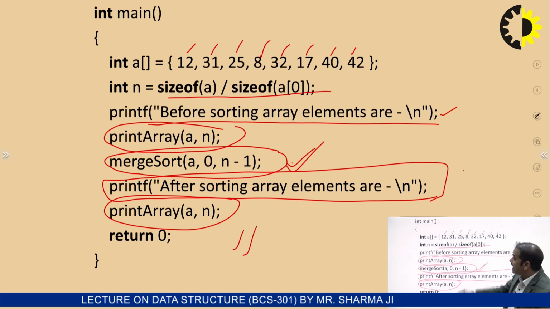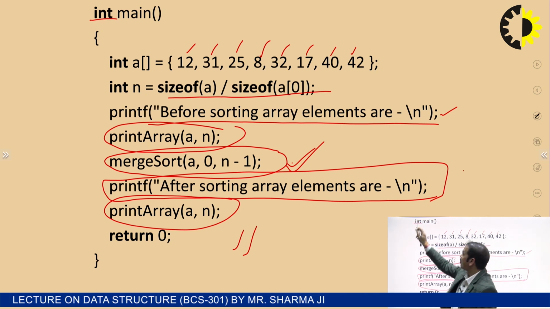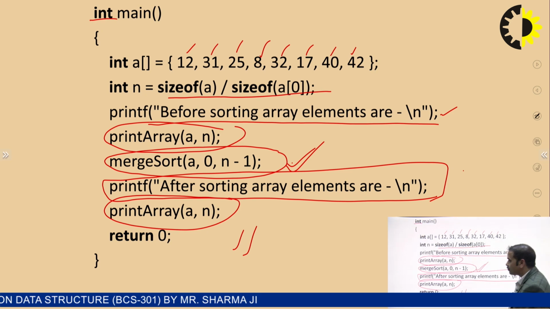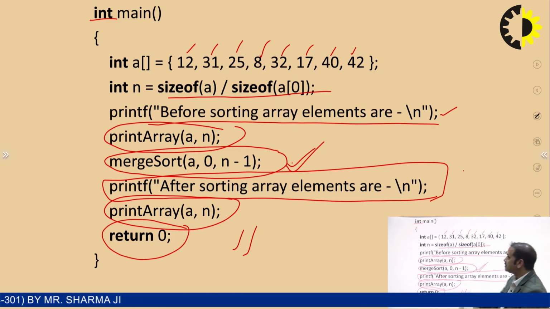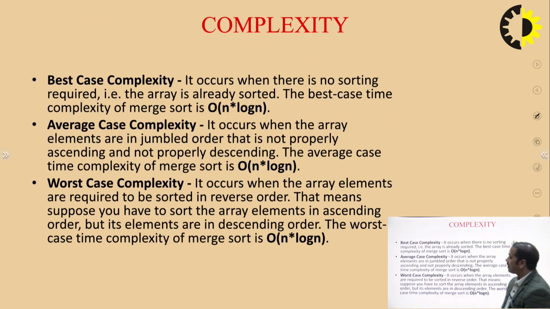Because we are using int along with main, we have to use a return statement here. If you use void main, then there is no need of an int return. This is all about the program. Now, complexity. This point was discussed previously.